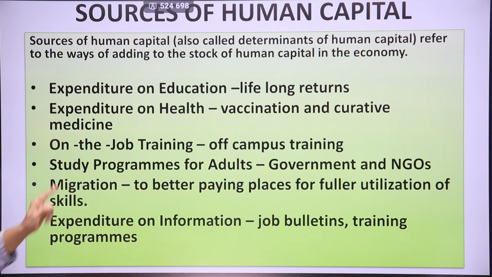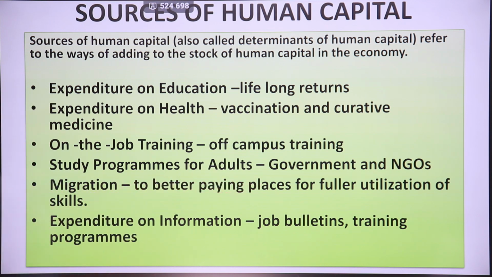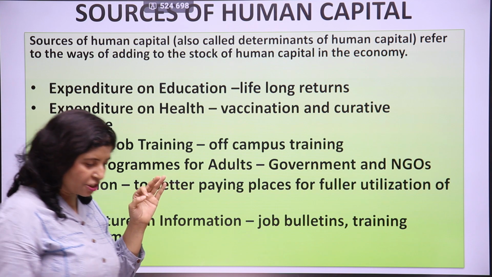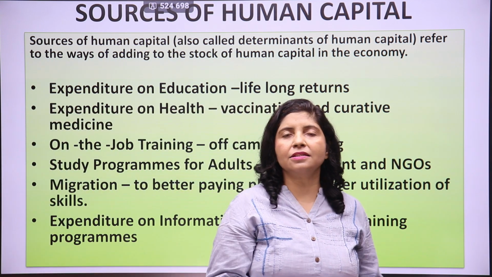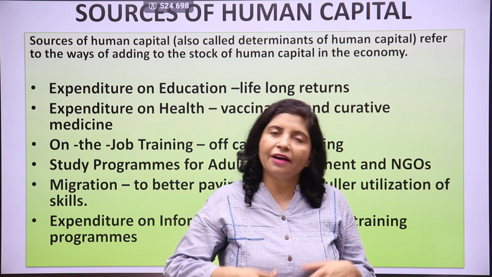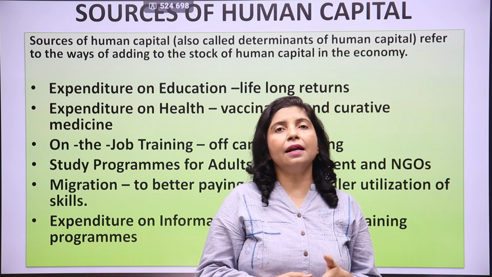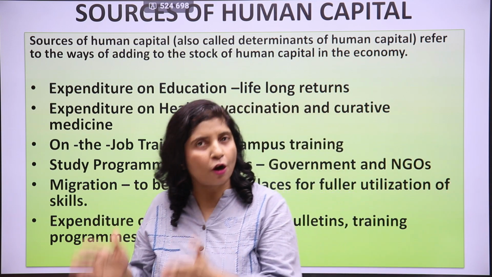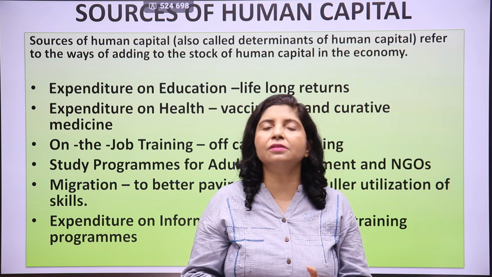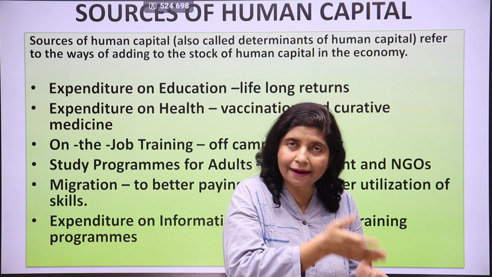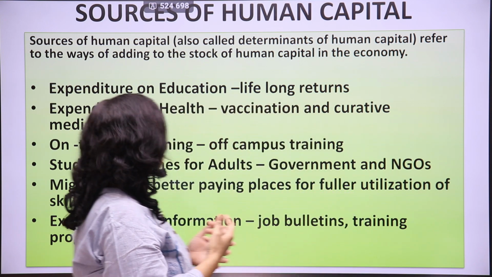Then migration to better paying places for full utilization of skills. For example, if there is a doctor, he is very much skilled and he is a surgeon, but in a certain rural area, he does not have equipment in the hospital where he can do some surgery. But if he migrates to some larger city, he can get employment in a big hospital, and there he can do surgeries, he can treat the patients, who will also pay him a higher amount, and he will get better experience and better skill upgradation.